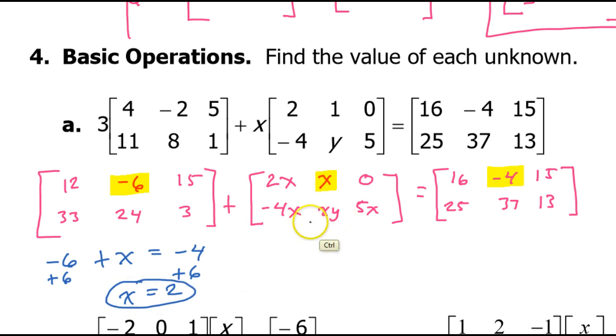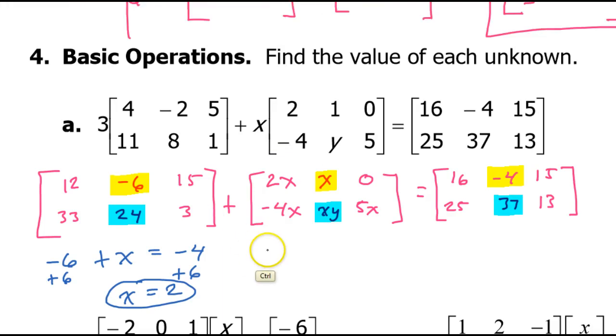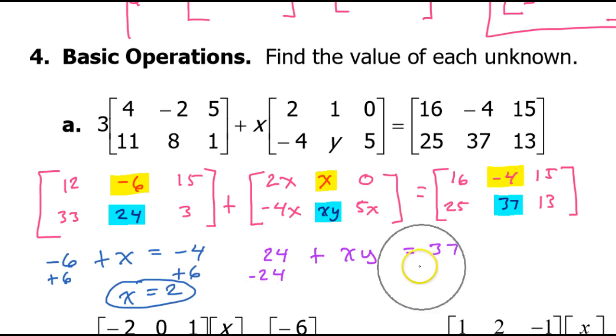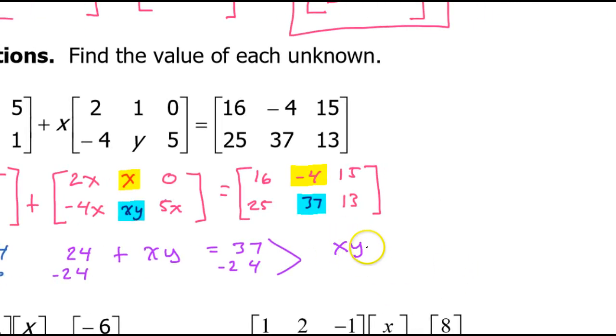All right, the other variable is the y. So let's take a look at those corresponding elements. So I have the 24, I have xy, and I have 37. Okay, so that means that 24 plus xy must equal 37. So if I subtract 24 from both sides, that's going to give me that xy is equal to 13.